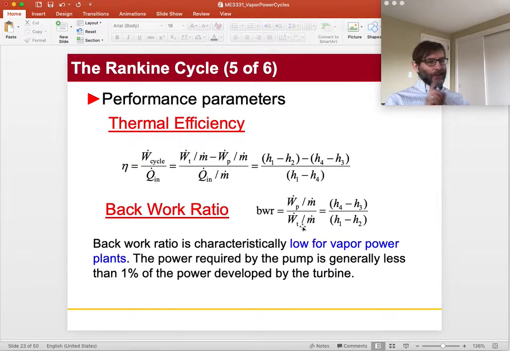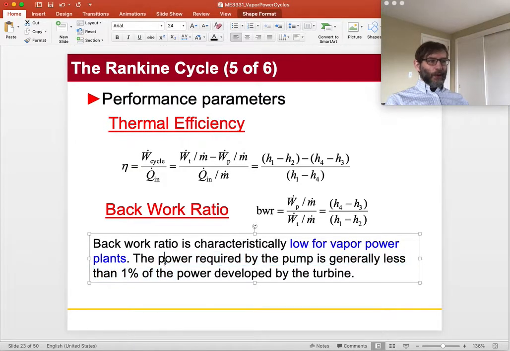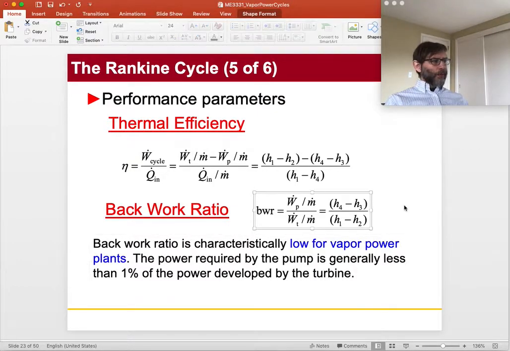But as I said, since it's incompressible and we're pumping liquid, the power requirement, this H3 minus H4, is really negligible compared to the overall power that you get out of the turbine. And so generally, as it says here, the power required by the pump is generally less than 1%. So usually the back work ratio for a Rankine cycle is less than 1%. So it's not very costly in terms of your energy requirements. You pay for it all with the heat that you put into the boiler.